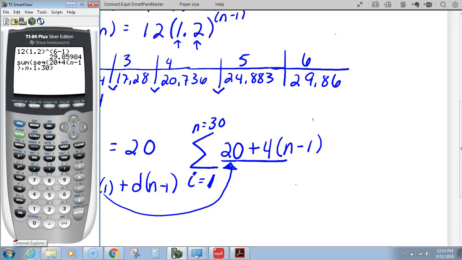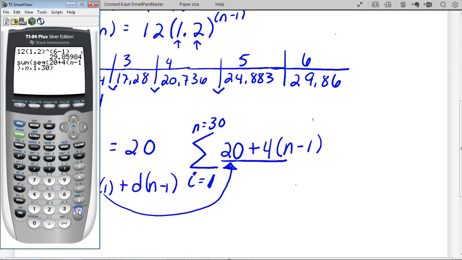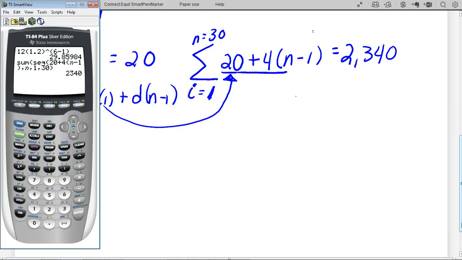Okay, I typed it in again. I'm gonna hit enter. There we go. In the entire auditorium, there are 2,340 seats. So you can just put the equal sign there, and that's 2,340 seats. All right, let's do question number 5.